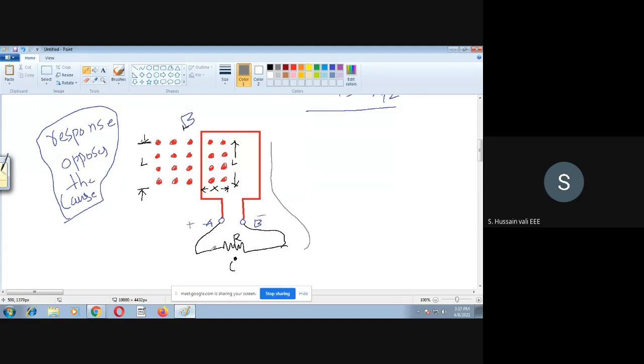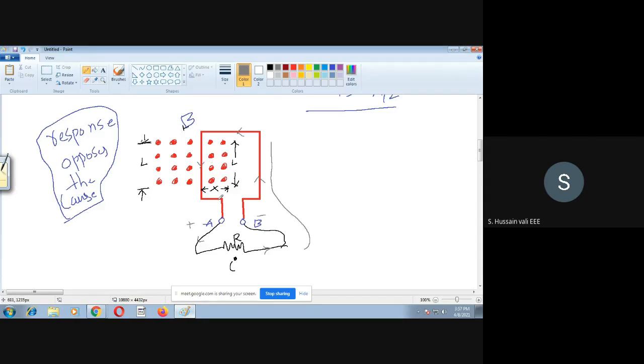So what is the direction of the current? Definitely the direction of the current will be like this. Then through the resistor it flows, then after that it goes like this, and it makes the closed path like this. With this it makes a closed path.